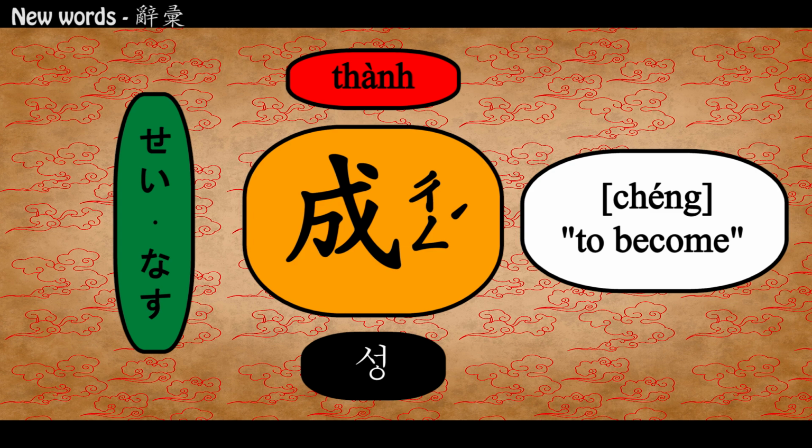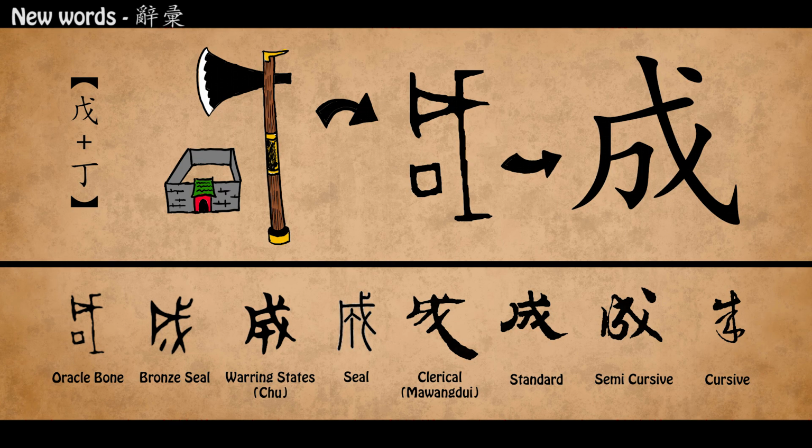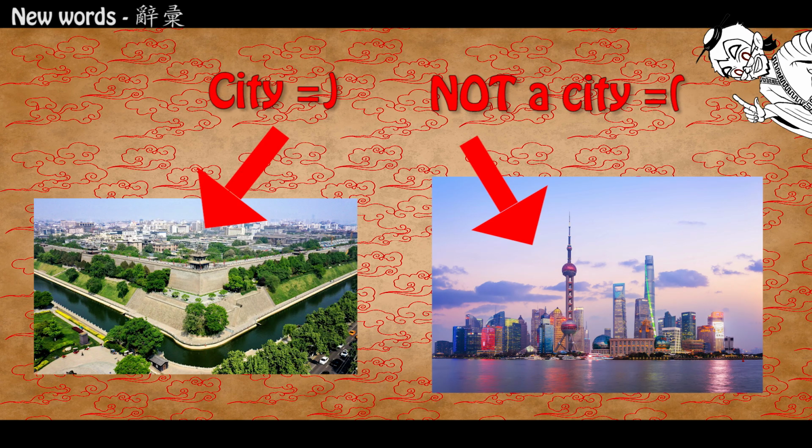Cheng, to become. From wu, a halberd, and ding, here standing for a walled town or borough, which gives us the reading. Formerly, in the Chinese way of thinking, any settlement without a wall, no matter how large, was but a village.